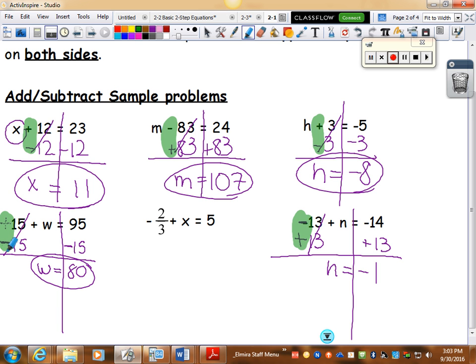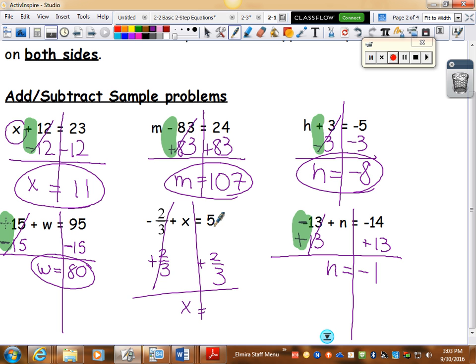Let's talk about the fraction. I'm not going to do anything different per se. I'm still going to add 2/3 to both sides. Whoops, I started writing that wrong. Got ahead of myself. Plus 2/3. Okay, that would cancel and the x would come down.